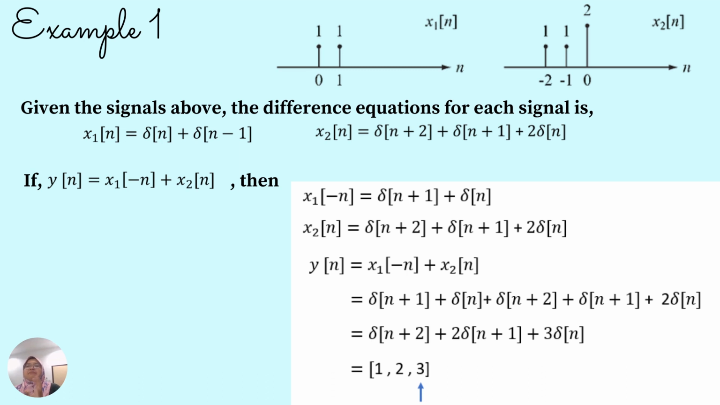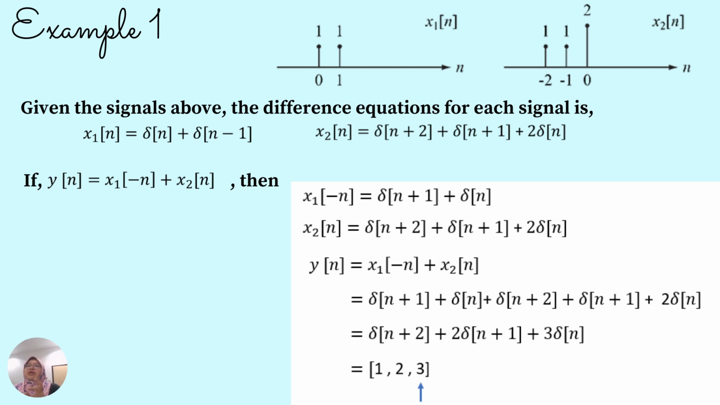Plus delta n minus 1. So lokasi dia berada di 1. Okay, value dia, amplitude dia 1. And then we look at x2n. So x2n dia berada di sebelah kiri. So delta n plus 2, okay, n plus 2 tambah dengan delta n plus 1 and 2 delta n sebab dia punya amplitude adalah 2, okay, 2.